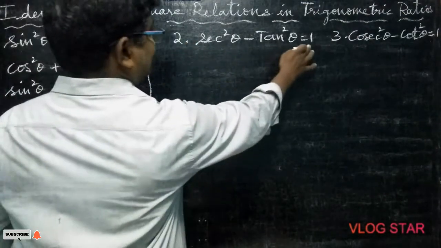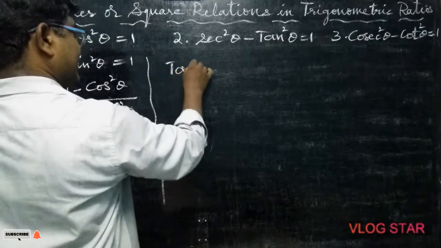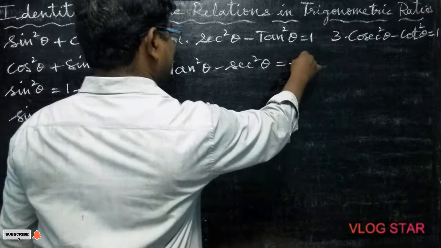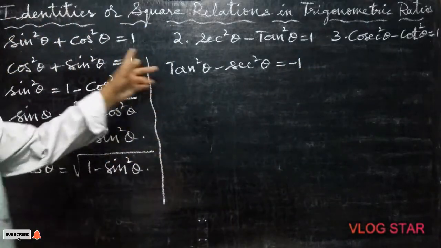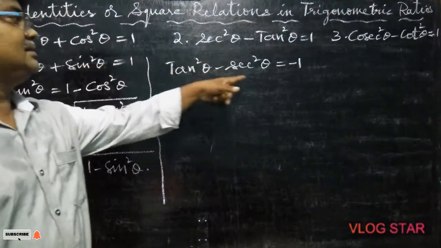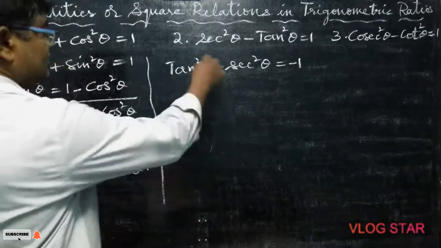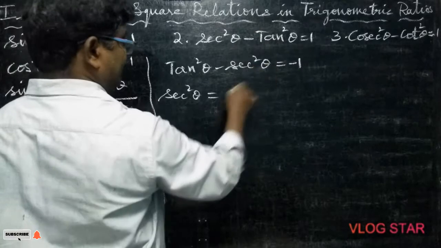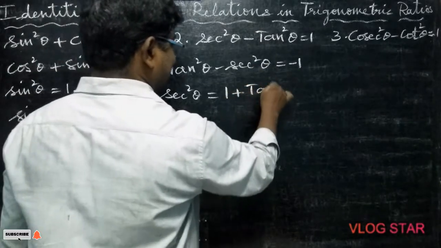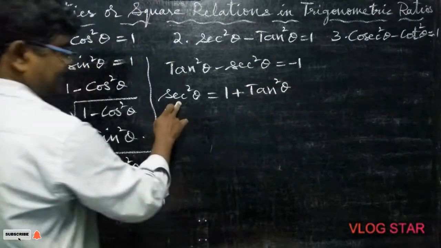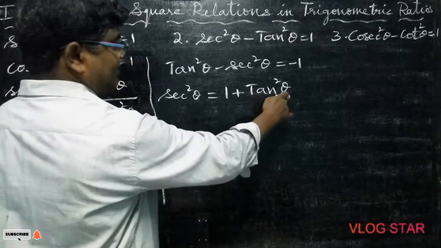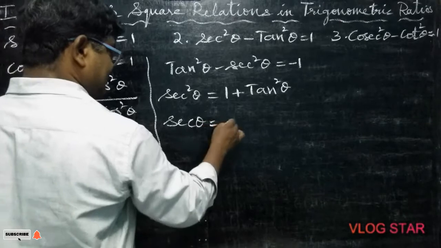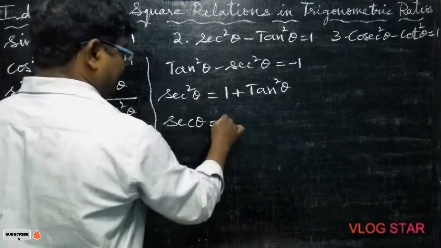Secant square theta minus tan square theta is 1. Suppose you write tan square theta minus secant square theta, it will be minus 1. Keep in mind, here 1 only, but here minus. That is the difference. Suppose you keep secant square theta here, the minus going from left to right becomes plus: 1 plus tan square theta. So in place of secant square theta, you can replace 1 plus tan square theta. If they ask only secant theta, the square goes from left to right as square root.